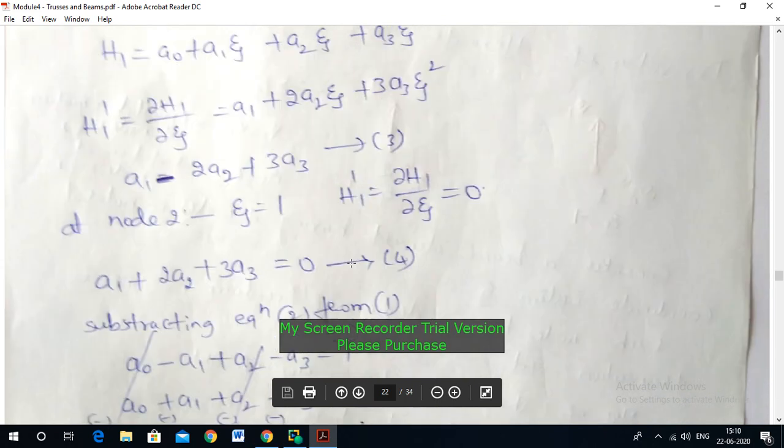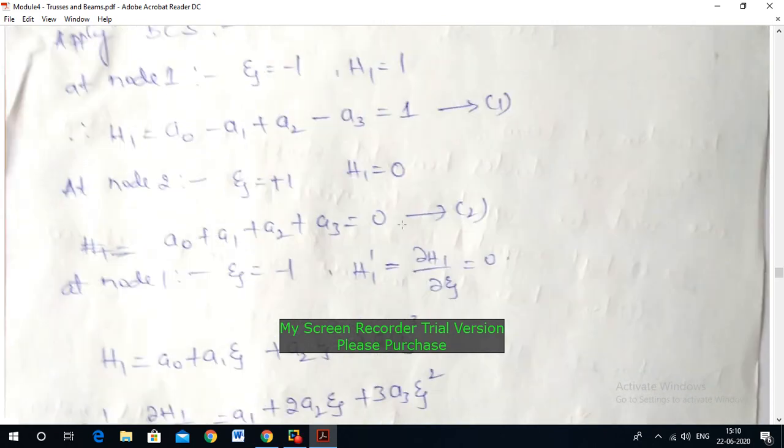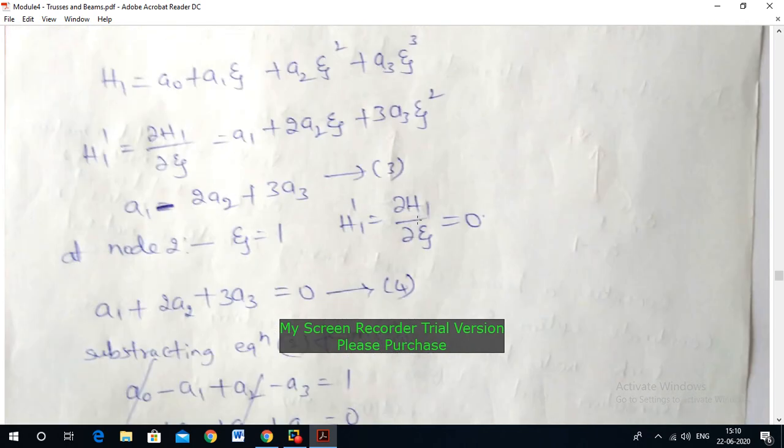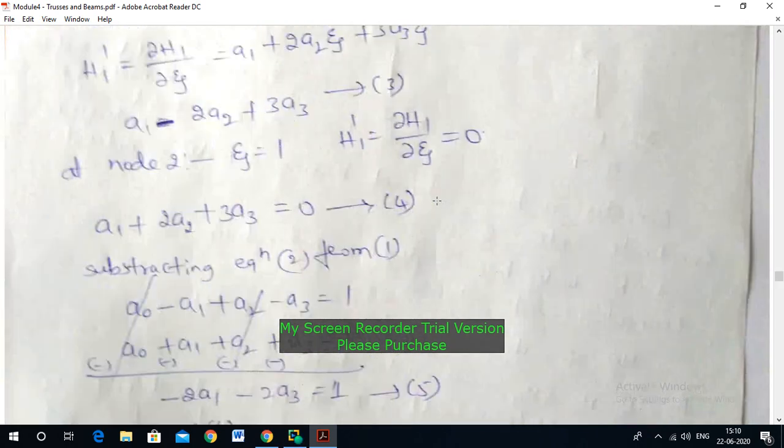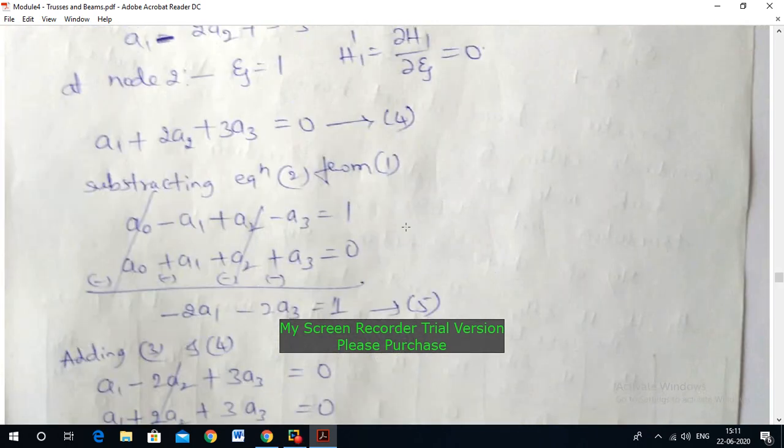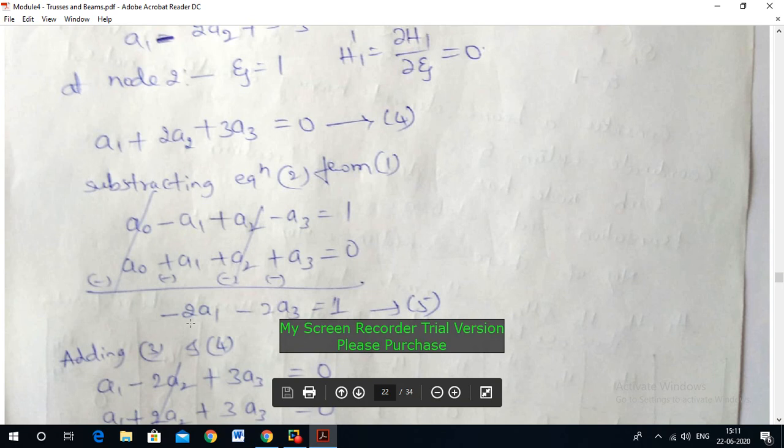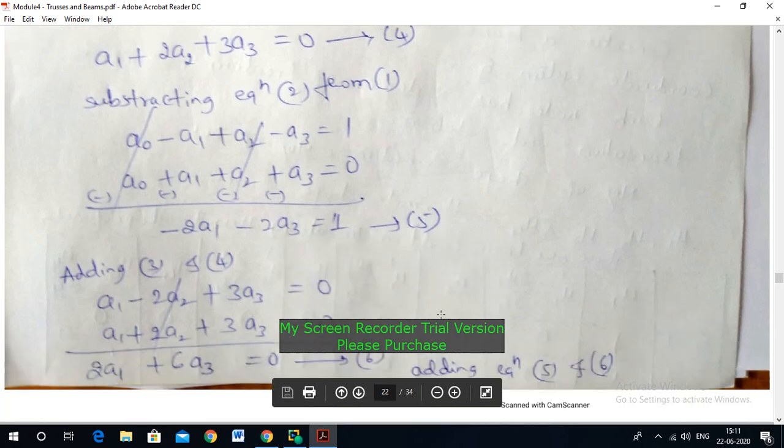Subtracting equation 2 from 1. Therefore, after subtracting, a0 minus a1 plus a2 minus a3 minus a0 plus a1 plus a2 plus a3 equal to 0. Change the signs, and a0 minus a0 gets cancelled, plus a2 and minus a2 get cancelled, and finally remaining I will get minus 2a1 minus 2a3 equal to 1. I call it equation number 5.